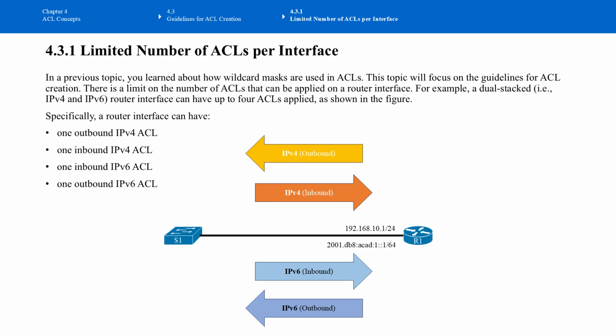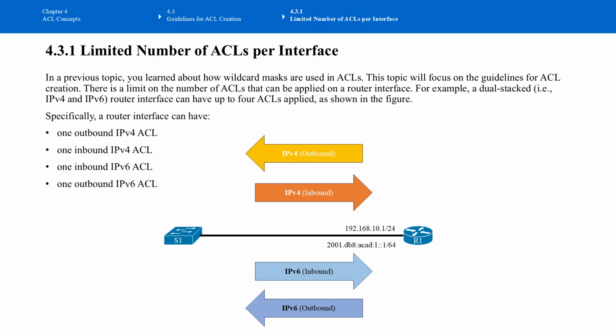In the figure, look at R1 on the right side. Inbound means the traffic is moving towards R1. So S1 sends IPv4 or IPv6 traffic to R1. Outbound means the traffic is moving away from R1. So R1 sends IPv4 or IPv6 traffic towards S1.